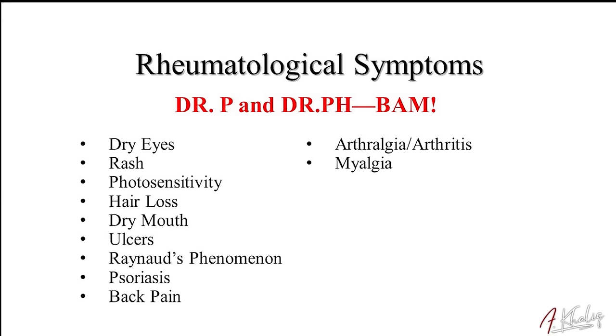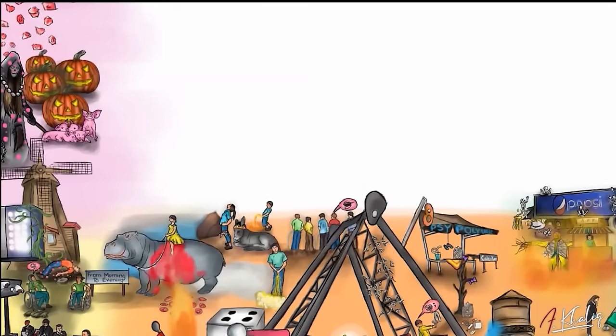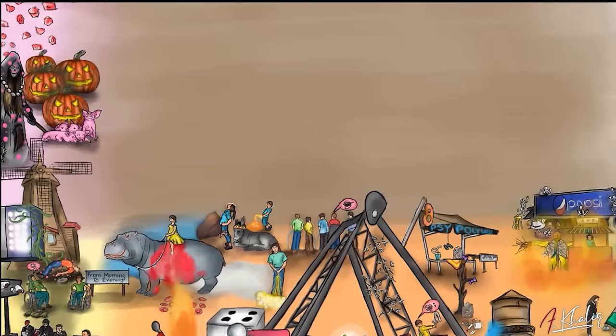So that's really the mnemonic for today, and that is dry eyes, rash, photosensitivity, hair loss, and dry mouth. Then we're going to see Raynaud's phenomenon, psoriasis, back pain, arthralgia, arthritis, and then myalgia. And that's really going to cover the whole of rheumatology. So let's dive into the scene.